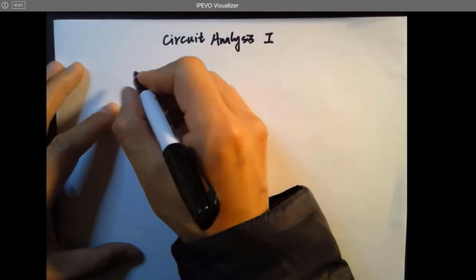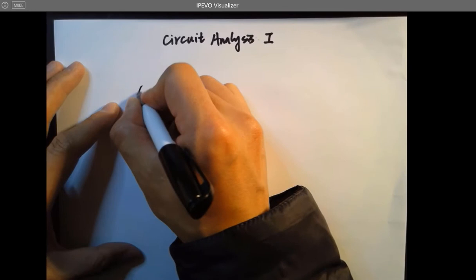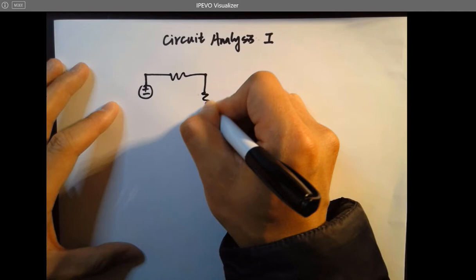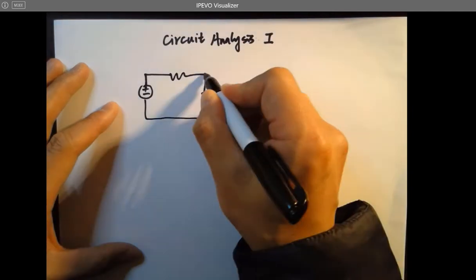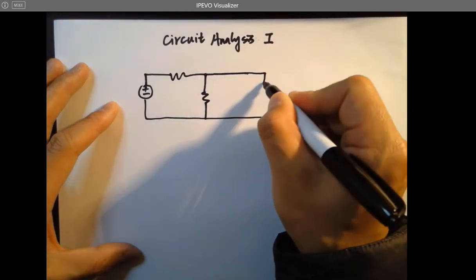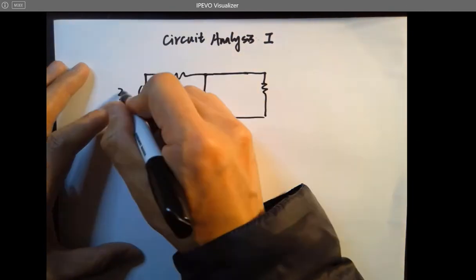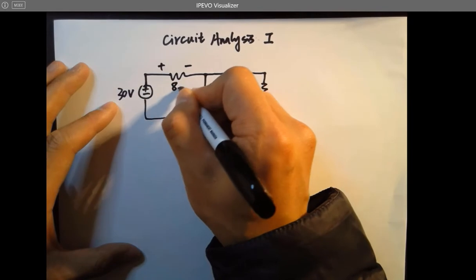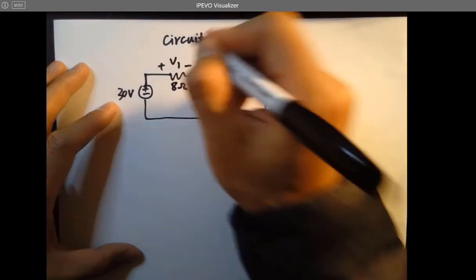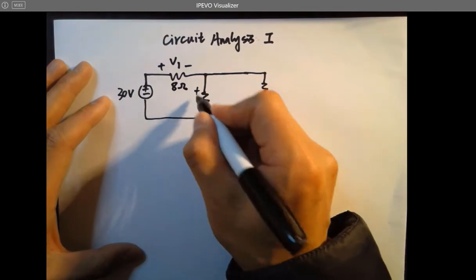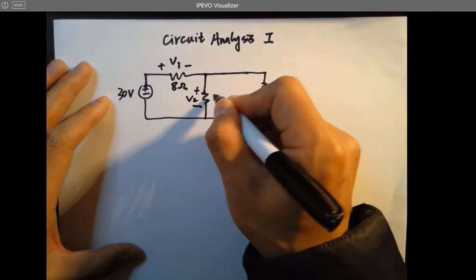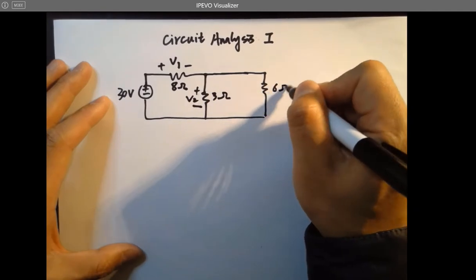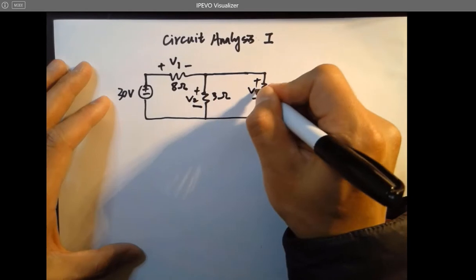Here's an example of the circuit. Here's a voltage source, and a resistor, another resistor, and one more resistor over here. This is 30 volts. The voltage drop across this 8 ohm resistor is called V1. And the voltage drop over here is called V2, and this is the 3 ohm resistor. And here is a 6 ohm resistor, and the voltage drop over here is called V3.